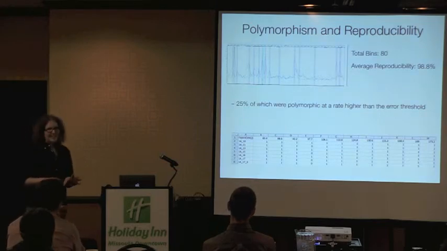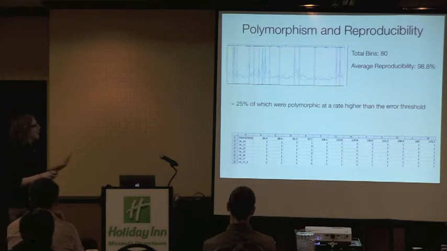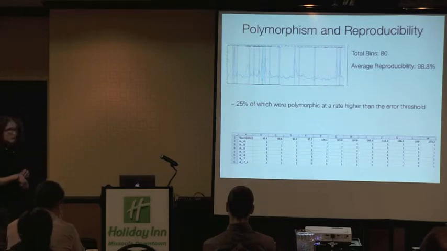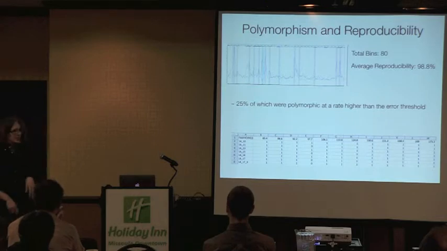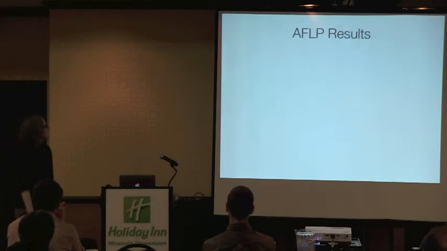So before we talk about the data, I have to talk about reproducibility and the extent of polymorphism in our samples. Not gross, it's actually really cool. In total, we had 80 bins between our 3 primer combinations with an average bin reproducibility of 98.8%, which is pretty good. That's really important, because only about 25% of our bins were polymorphic at a rate higher than our error threshold, which means that about 75% of these bins were identical between our samples. So we're going to talk about what that might mean in just a second.